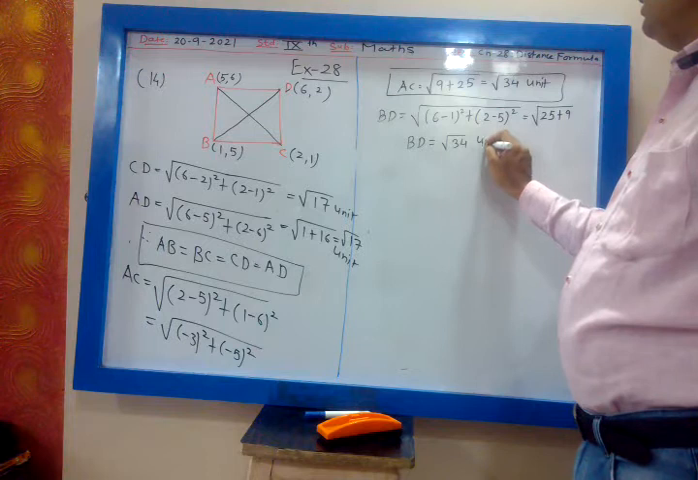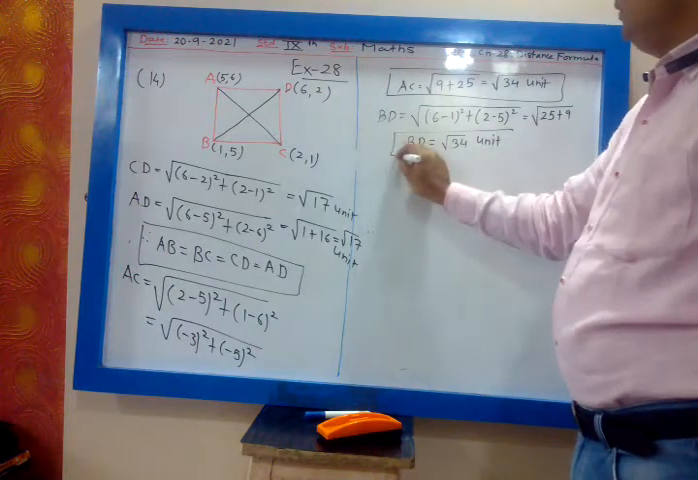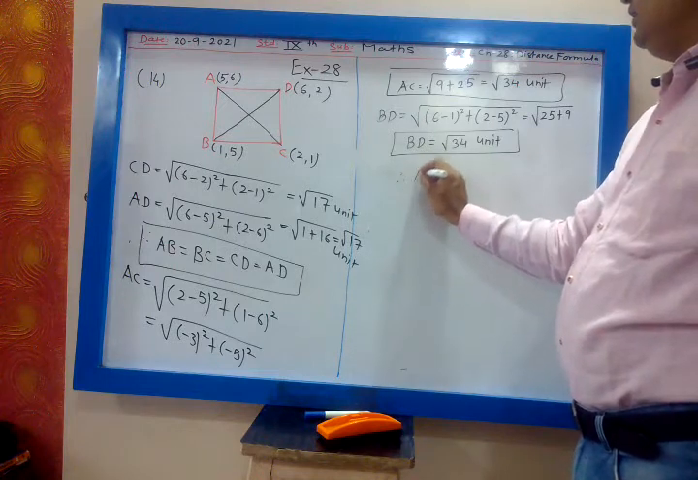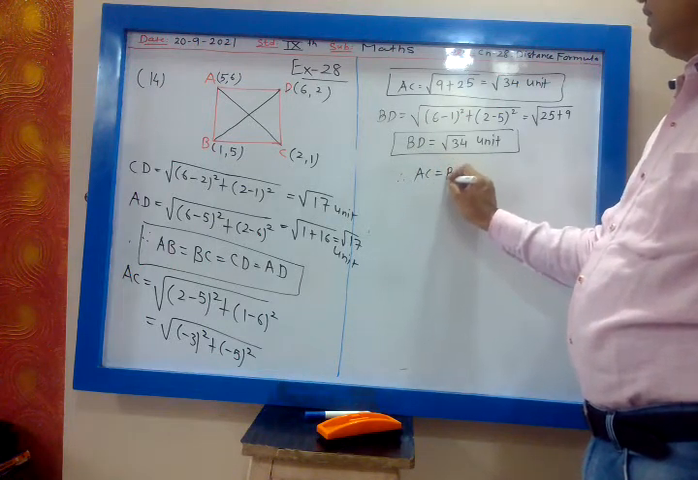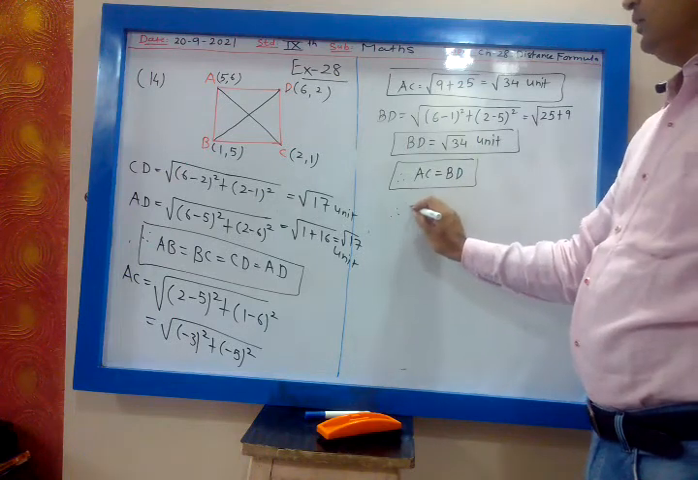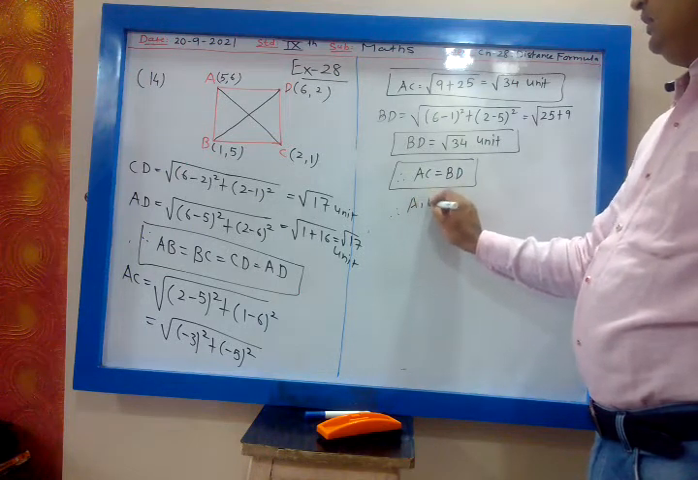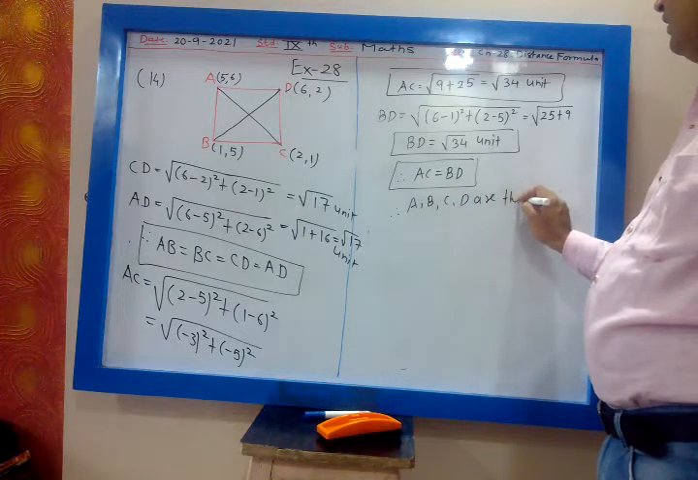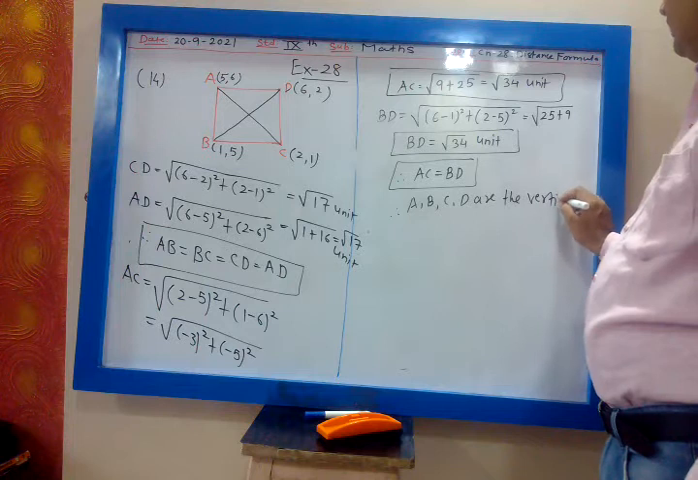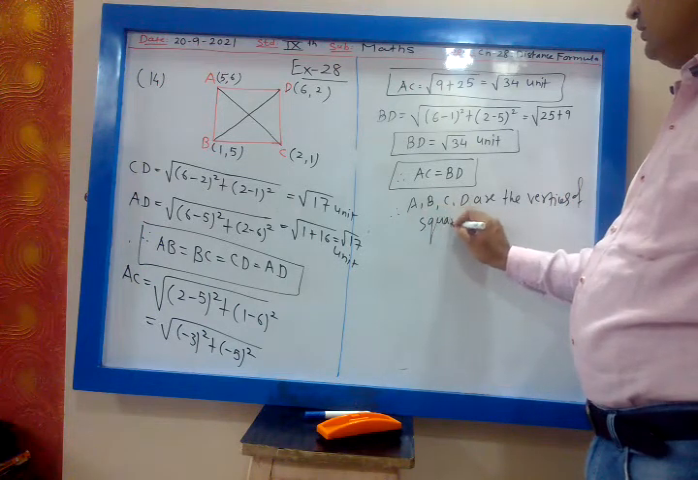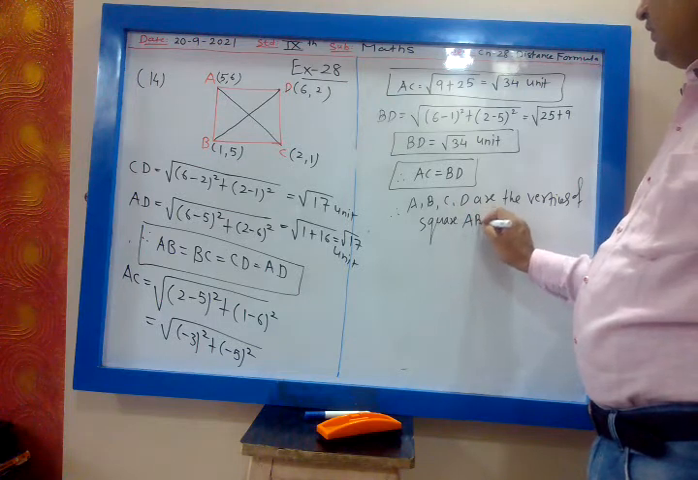So diagonals are also equal. All the four sides are equal and diagonals are also equal. So we get AC is equal to BD. And therefore A, B, C, D are the vertices of square.